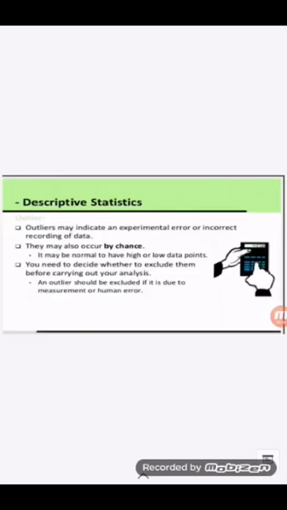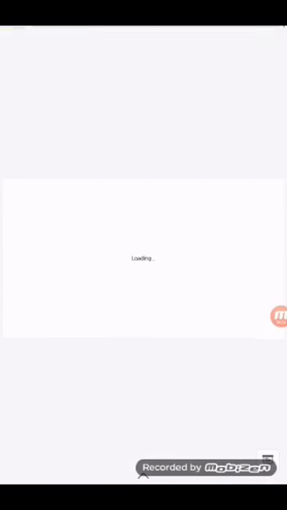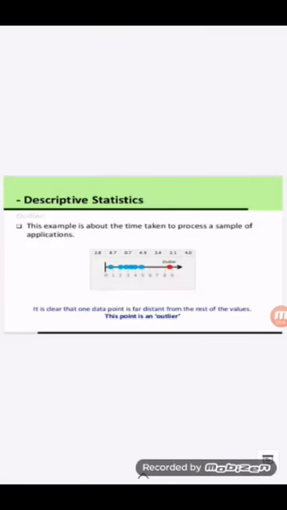Outliers may indicate an experimental error or incorrect recording of data. They may also occur by chance. It may be normal to have high or low data points. You need to decide whether to exclude them before carrying out your analysis. An outlier should be excluded if it is due to measurement or human error. The example is about the time taken to process a sample of applications.